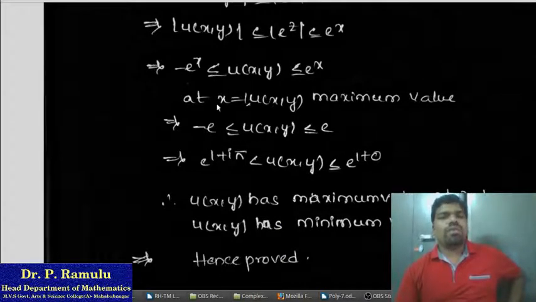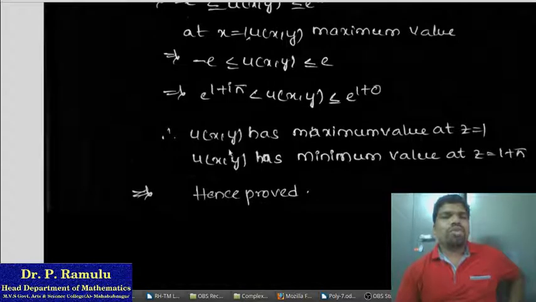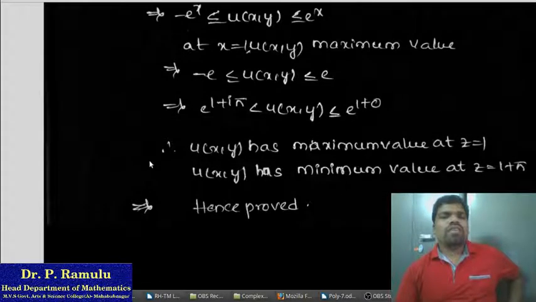So if I take x equal to 1, u of x, y takes its maximum value, which implies minus e less than or equal to u of x, y less than or equal to e. It can be written as e to the power of 1 plus i pi, where e to the power of i pi is minus 1, giving minus e; and e to the power 1 equals e to the power of 1 plus 0. That means u of x, y has its maximum value at z equal to 1, and its minimum value at z equal to 1 plus i pi. So you can conclude the problem and write the result on your own.